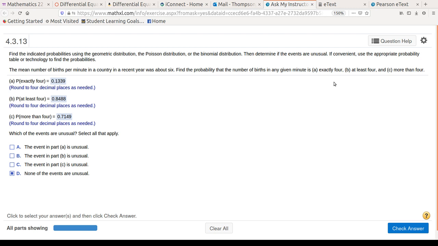Now, this one talks particularly about the number of births per minute. And you'll see this meets the definition of the Poisson distribution, where the experiment consists of counting the number of times x an event happens in a given interval. And our interval is a minute here. So with the Poisson distribution, this question is telling us we have a mean of 6. We'll have a mean of 6 births per minute in any given year.